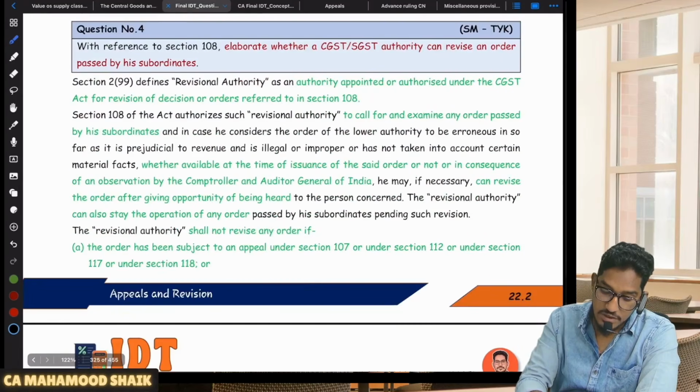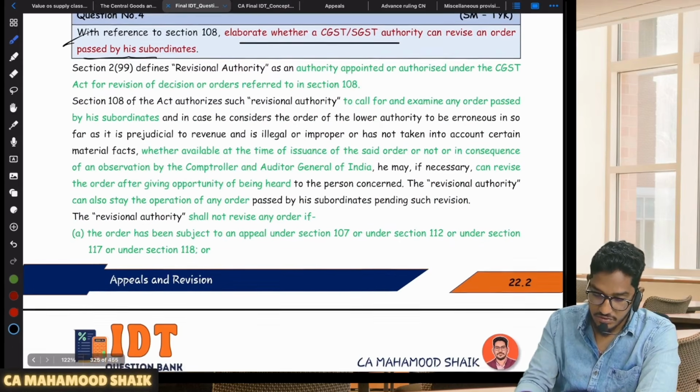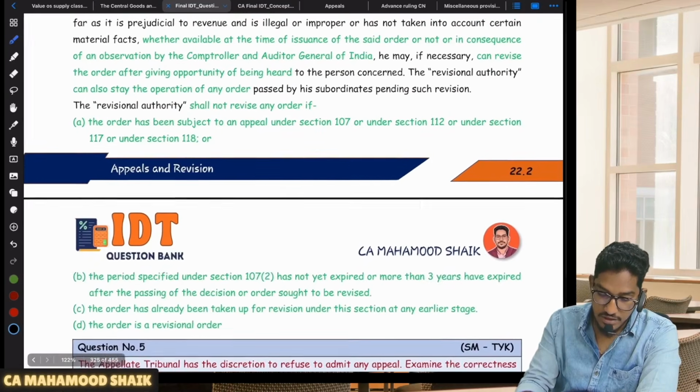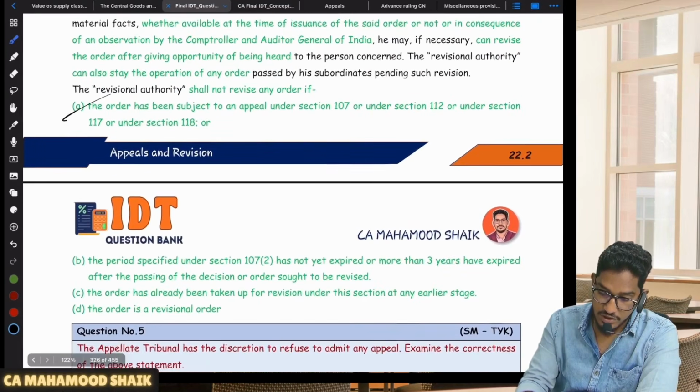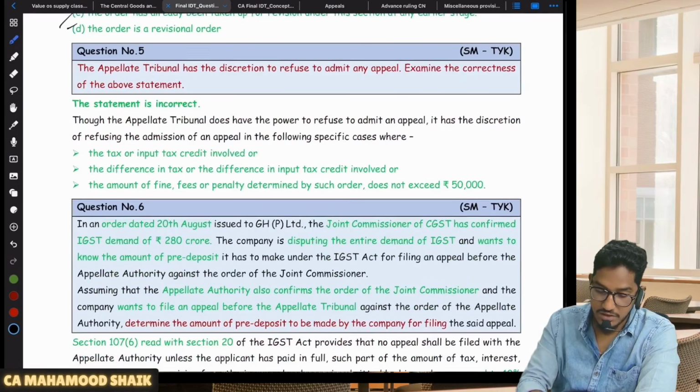Next. With reference to section 108, elaborate whether a CGST or SGST authority can revise an order passed by subordinates. Revisional authority. Can they do it? Yes, they can do it. So regarding that, once again a straightforward question. So that you have to write. And also, revisional authority shall not revise in which circumstances, we have already covered, the direct theory question.